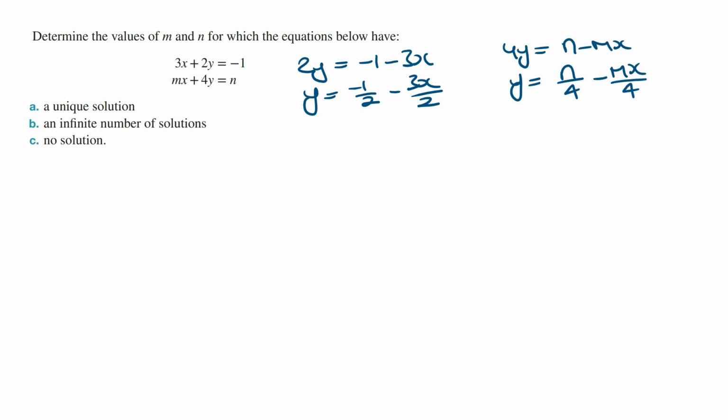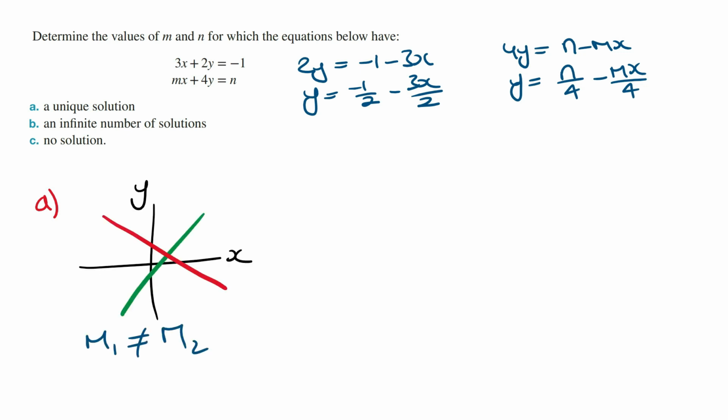Now for part A, we need to find the values of m and n where we have a unique solution. Now for a simultaneous equation to have a unique solution, it has to satisfy one condition, and that is that the gradients of the lines must be different. And so what we need to do is equate the gradients of each of these lines. The gradient of the first line is equal to minus 3 on 2, and the gradient of the second line is going to equal minus m on 4. That is, this is going to be the coefficient of the x term. And then we need to find for what values of m these two gradients will be the same.